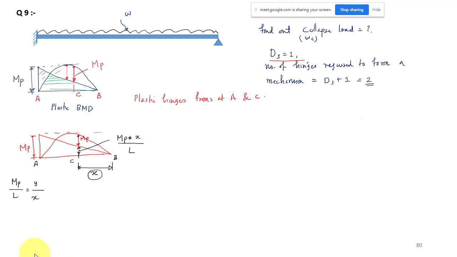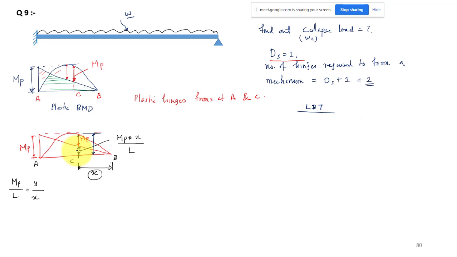Then what is this total height? What is this total value? We are applying the lower bound theorem. How will you find this total height? For that we got this MB into x by L. And how will you get this total height in terms of W and x? How will you get that?